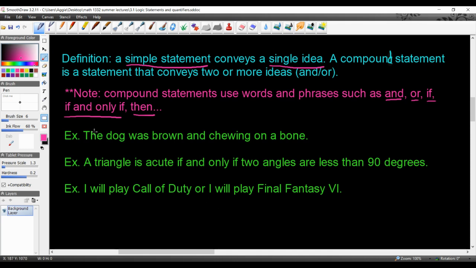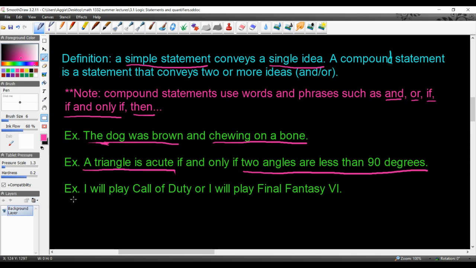So I have a few examples here, and we're just going to identify the different statements that we have here. So in the first one, I have the dog was brown and chewing on a bone. So if I wanted to underline the two statements that you see here, I would say the dog was brown is one of them. Okay, and chewing on a bone is the second one. Okay. Second example, a triangle is acute if and only if two angles are less than 90 degrees. So here's the first part, a triangle is acute, okay? And the second idea is two angles are less than 90 degrees.